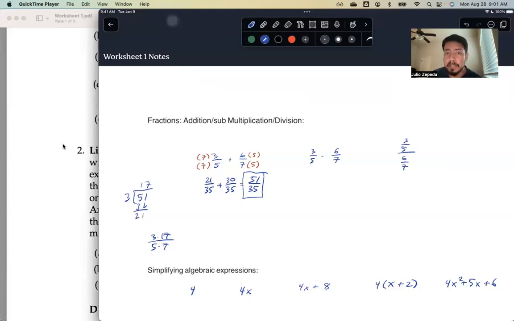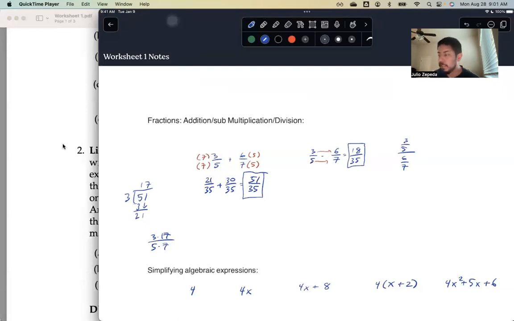How do we multiply fractions? This is a little bit different than addition. This one is actually easier, I think. We just multiply straight across. Multiply the numerators together, multiply the denominators together, and you arrive at your answer. So 3 times 6 is 18. 5 times 7 is 35. And then we check to see if we can reduce this. There are no common factors between 18 and 35. And so that's our answer.